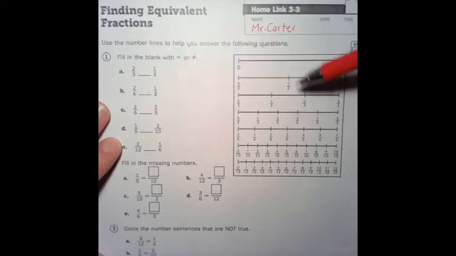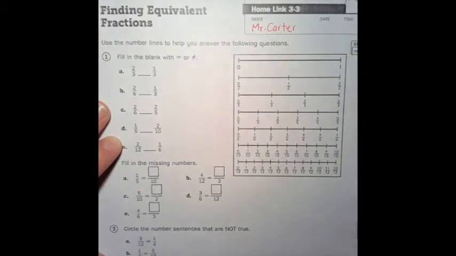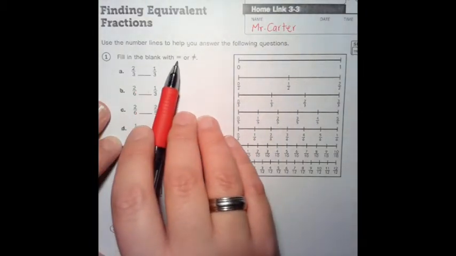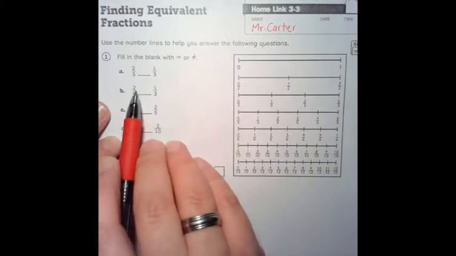So they're asking you to use this number line here to help you answer the following questions. I have a straight edge, because it's a ruler here that's going to help me solve these problems. They're asking you to fill in the blank with an equal sign or a not equal sign. That's just an equal sign with a slash through it.